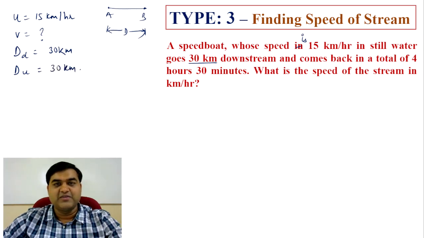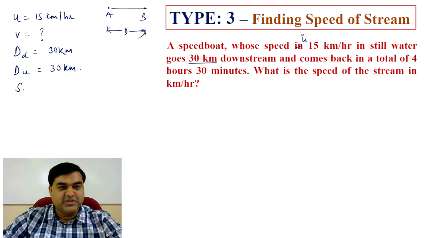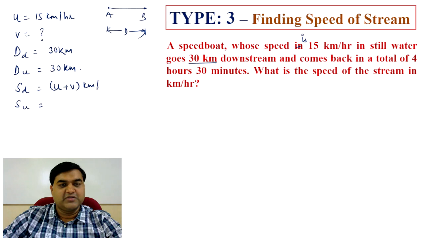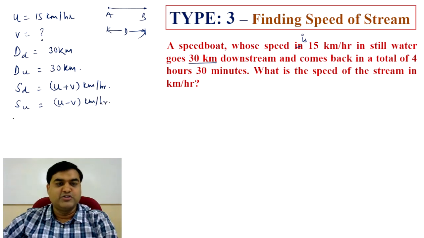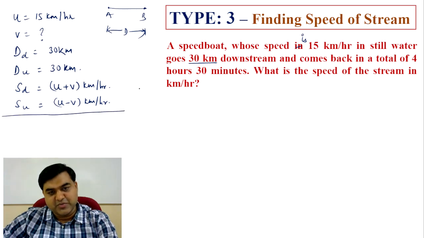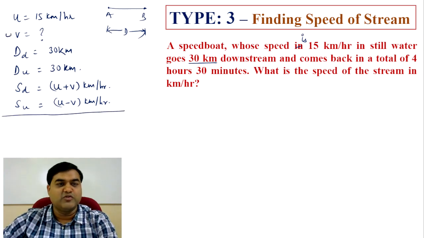Now what is the speed downstream and speed upstream? Downstream speed will be U plus V kilometer per hour and upstream will be U minus V kilometer per hour. This is quite known to all of us. Using this information, let's try to find out the value of V.